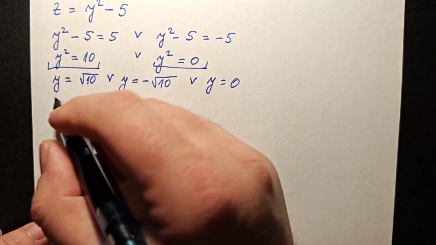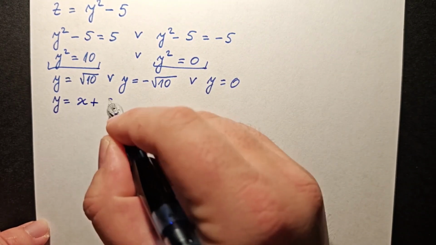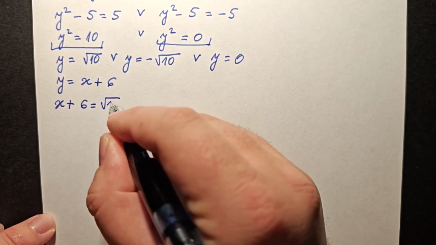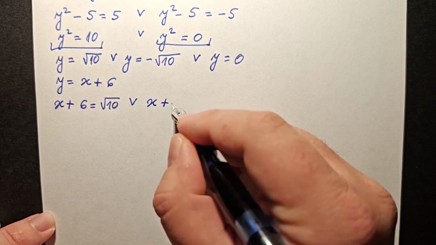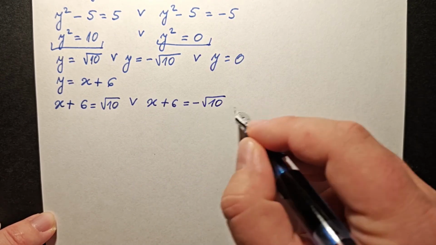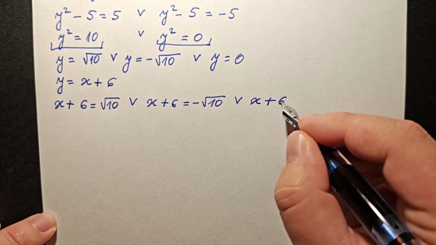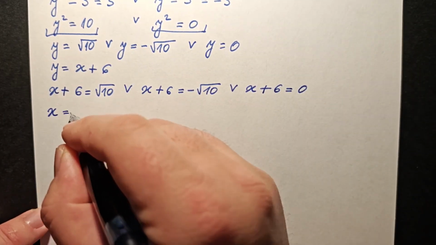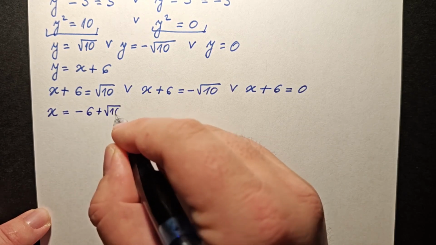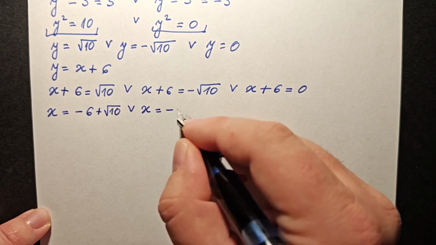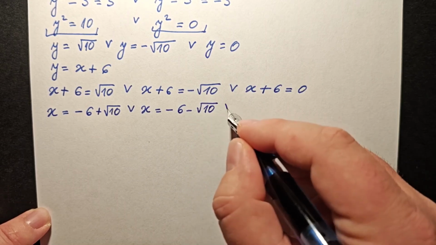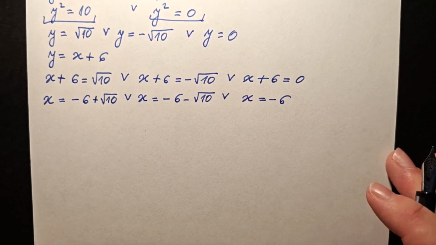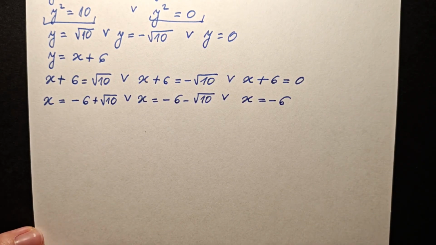Let's return the substitution. Y is equal to x plus 6, and then we get that x plus 6 is the square root of 10, or that x plus 6 is negative square root of 10, or that x plus 6 is equal to 0. We have that x is then equal to negative 6 plus the square root of 10, or that x is negative 6 minus the square root of 10, or that x is just negative 6. And finally, these are the solutions of our problem.